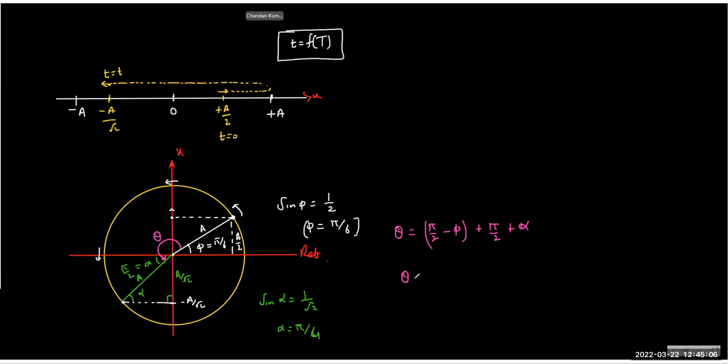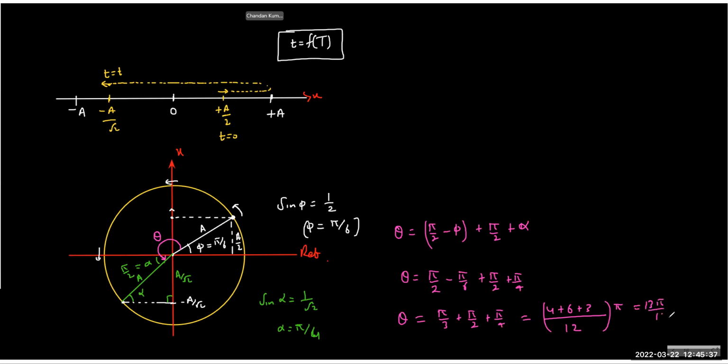Now you substitute the values of phi and alpha, which you have already calculated separately. Pi by 2 minus pi by 6 will be how much? Pi by 3, right? The LCM is 12. So 3 fours are 12, 2 sixes are 12, 4 threes are 12. So we know theta equals 13 pi by 12.